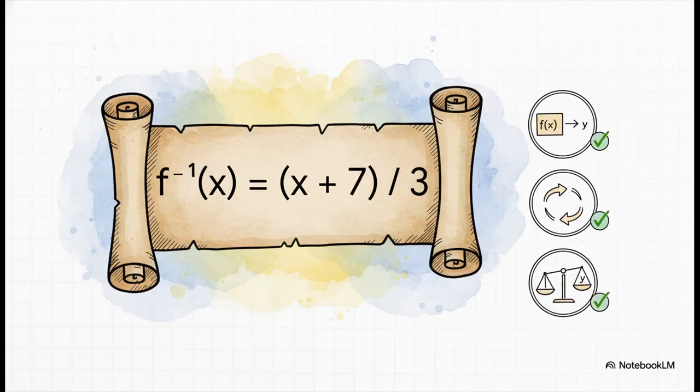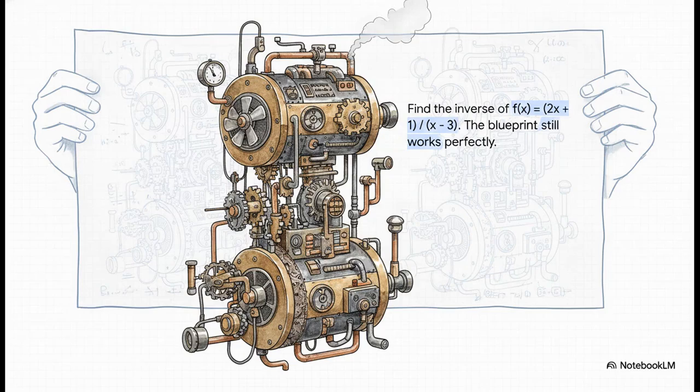And there you have it. That new y is our inverse function. So the inverse of 3x minus 7 is x plus 7, all divided by 3. Our blueprint worked perfectly and took us straight to the answer. Okay, that was a good warm-up. But what happens when a function looks a little more intimidating? You know, with x on both the top and the bottom? Don't worry, the blueprint doesn't care.